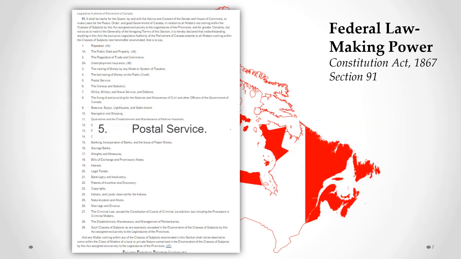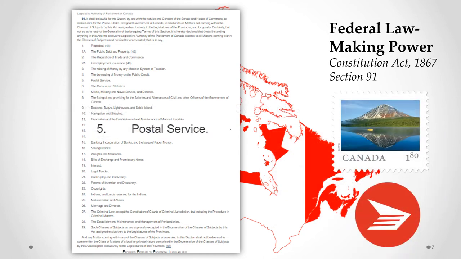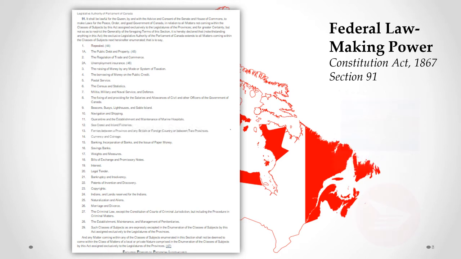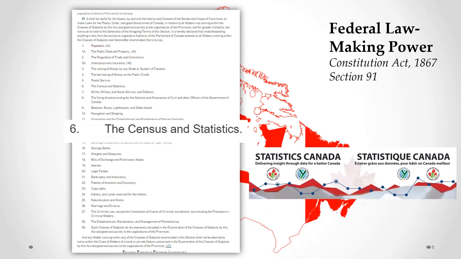The Postal Service is the responsibility of the federal parliament under 91(5). Canada Post is a Crown corporation owned by the federal government. The census and the collection of statistics is the responsibility of the federal government. The specific government department that is responsible for this is called Statistics Canada.